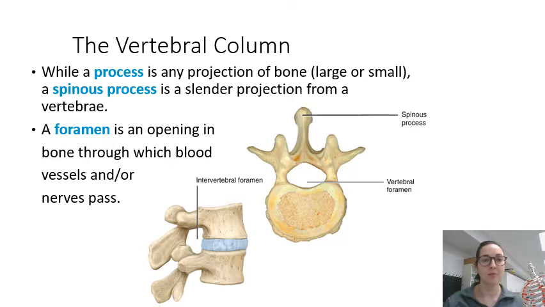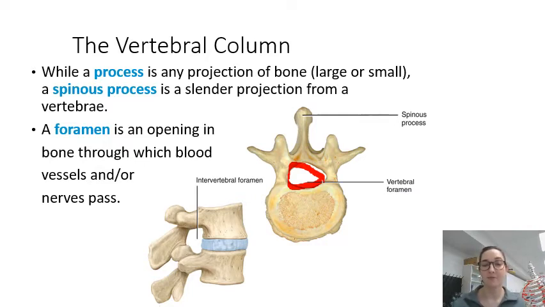Okay, so in addition to those processes, we've also got some holes here. We used the word foramen before, or foramina would be the plural of that. A foramen is a hole, right? So if I'm looking at one of these vertebrae, we've got a vertebral foramen, and that's the hole in the middle of this vertebra. You can guess what you think is going through there. The answer is your spinal cord, right? Your spinal cord runs through the holes in those vertebrae, or the vertebral foramina.